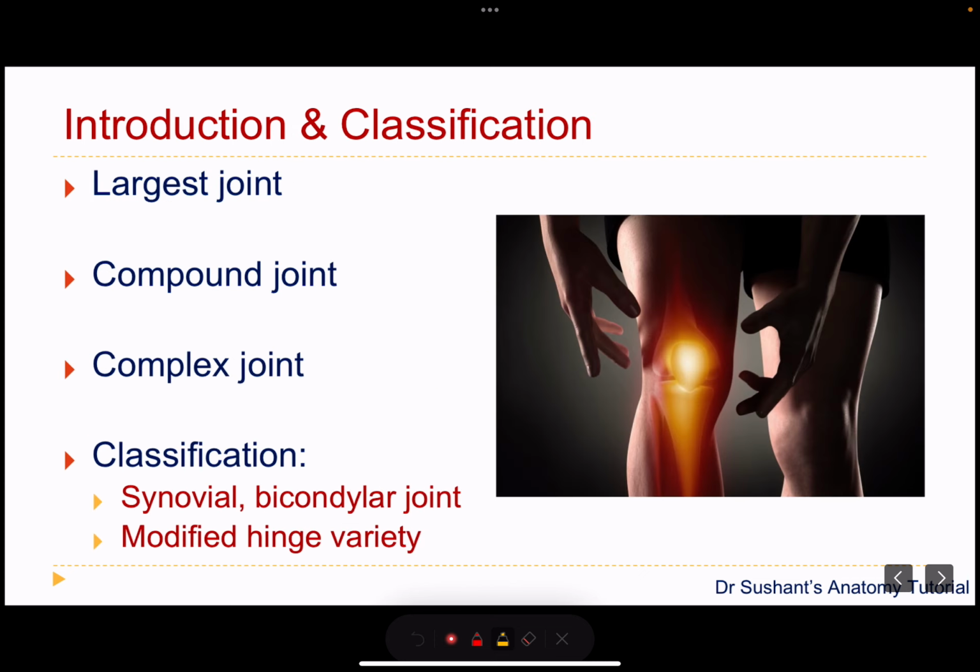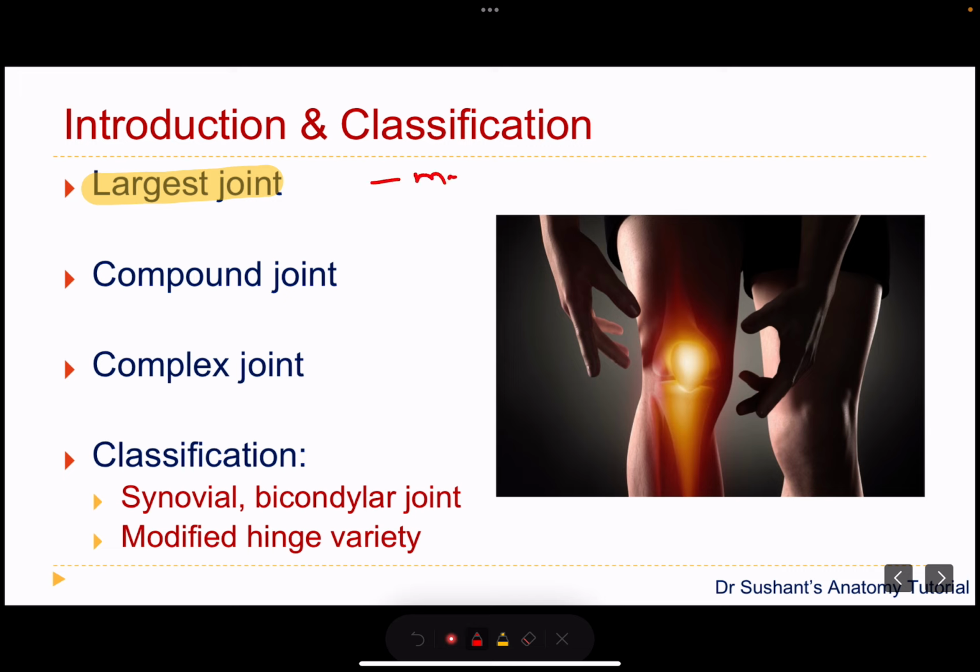Now, let me give you an introduction to the knee joint and then I'll tell you the classification of the knee joint. Basically, the knee joint is the largest joint. It is formed by the fusion of three primitive joints. So three primitive joints join to form the knee joint. What are these primitive joints?